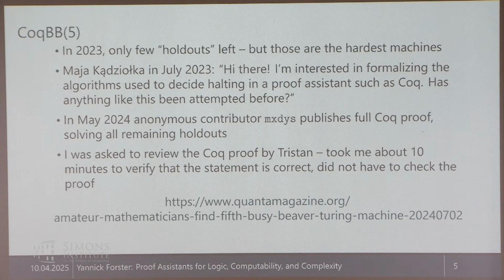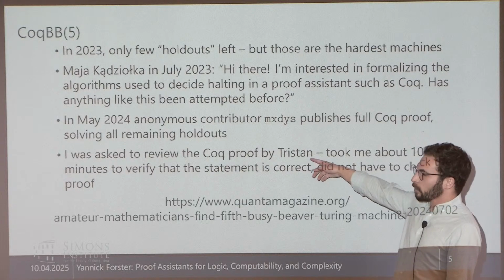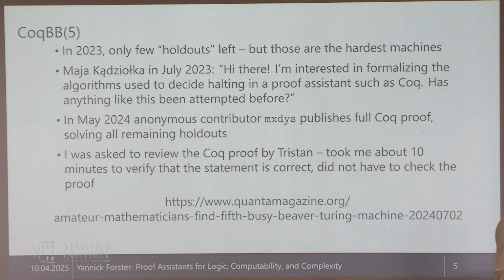Tristan contacted me because I did work, we'll mention this later, around Turing machines before in Coq, and I was asked to review the proof. Reviewing a proof assistant proof, if it's about a simple statement about Turing machines, is easy. This took me about 1 minute, and then I wanted to make really sure, and it took me about 10 minutes. Because I needed to read the theorem, and the theorem only. I didn't have to care about the crazy methods they use in the middle, because I don't understand this method, but I don't have to.